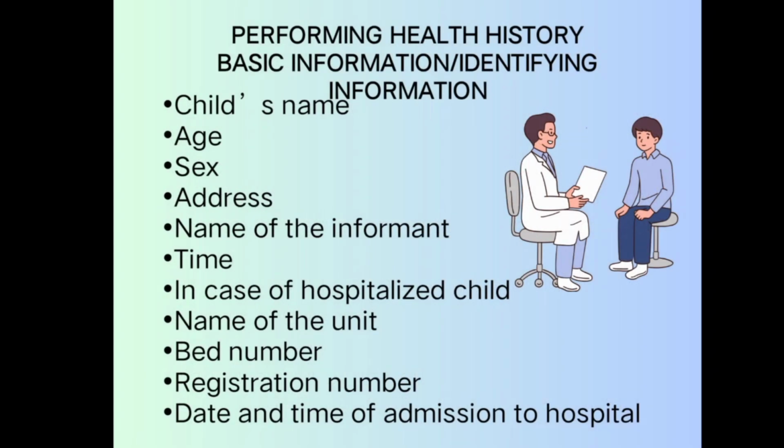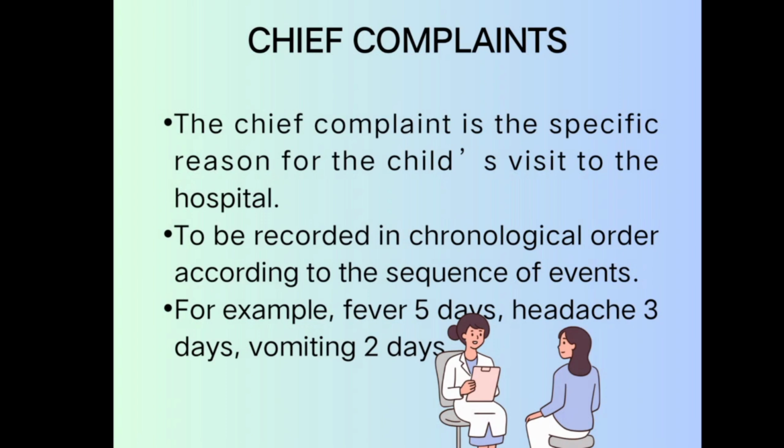Next is performing health history. The basic information we collect is what is the child's name, what is the age, sex of the child, address, name of the informant, time. In case of a hospitalized child, we have to mention the name of the unit where the baby is hospitalized, bed number, registration number or the inpatient number, IP number. Next is date and time of admission to the hospital. So these all are the basic information we collect.